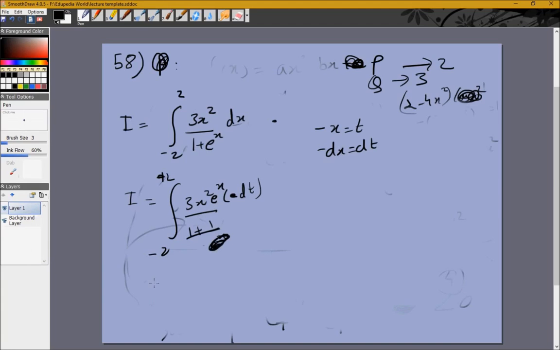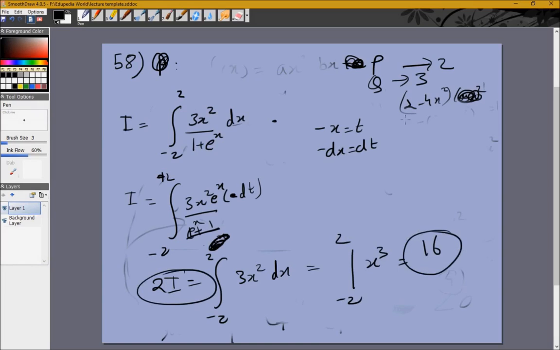When we add these two, we get 2I is equal to the integral from minus 2 to 2 of 3x squared times (1 plus e to the power x) divided by (1 plus e to the power x), right, because this is e to the power x, so which is 1 dx, which is equal to the integral from minus 2 to 2 of 3x squared, giving x cubed, which is 8 minus of minus 8, which is 16. So 2I is 16, which means I is 8, which means R goes to option 1. So it's 2, 3, 1, 4, which means option D is correct.